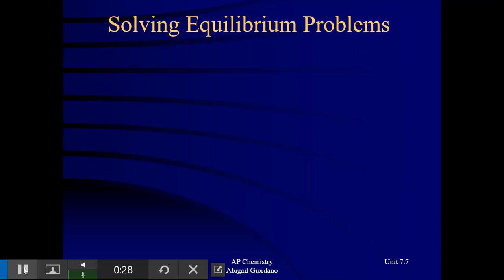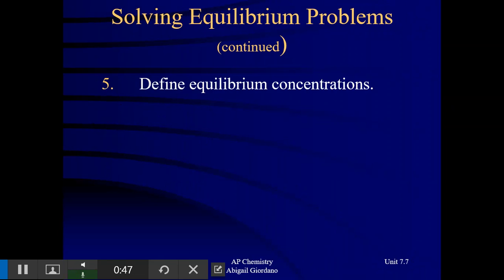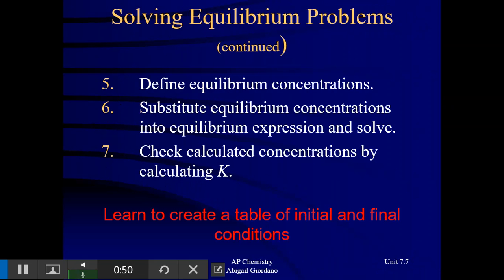All right, so what I have on this slide and the next slide is a set of steps on how to do these problems. And you can look at them if you like, but what I would rather do is skip ahead to a practice problem and work through it together. There is a certain method that is very commonly used in AP Chem, and that's what's in red here. We're going to create a table of initial and final conditions, and that's going to help us solve pretty much any kind of equilibrium calculation.